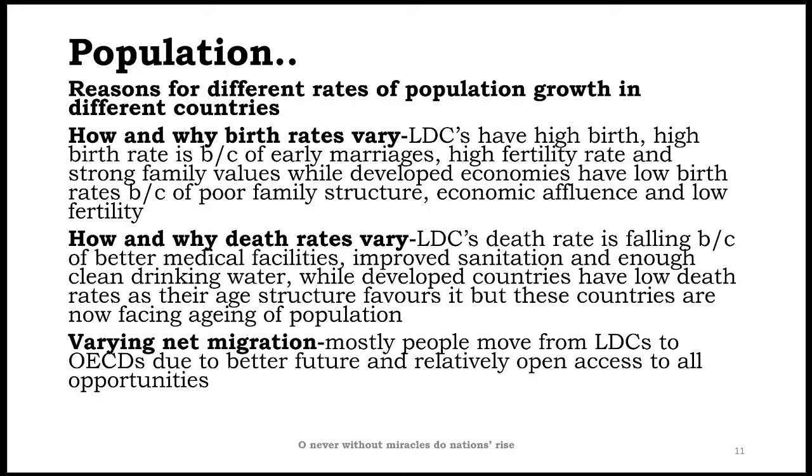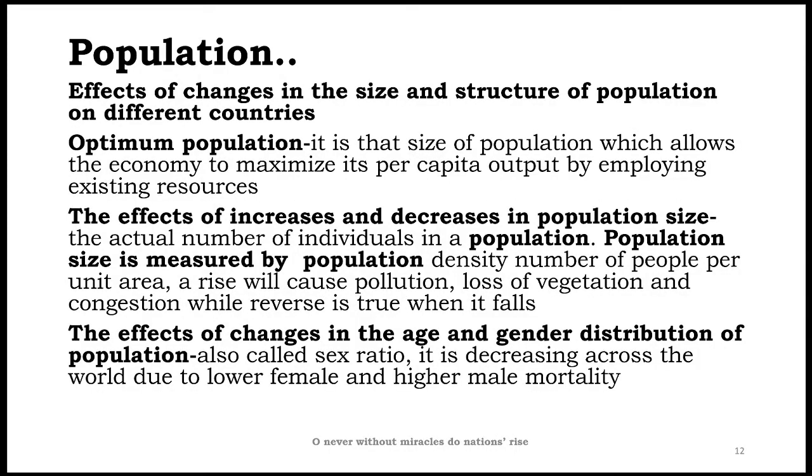So people prefer to move to these countries, like we are familiar that there is PR offered by New Zealand, by Australia, by England, by US, by Canada, and some other countries as well. So people prefer to move to these countries. Why? For their better future, and at the same time to have access to all opportunities. So this is how the population growth rates are different in different countries.